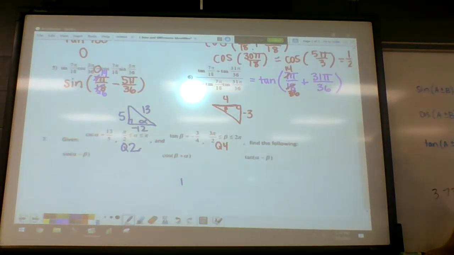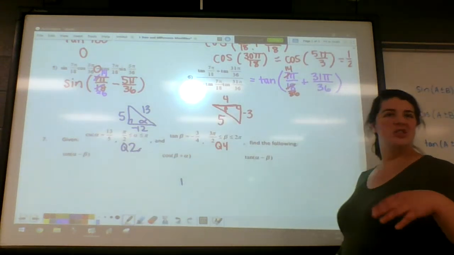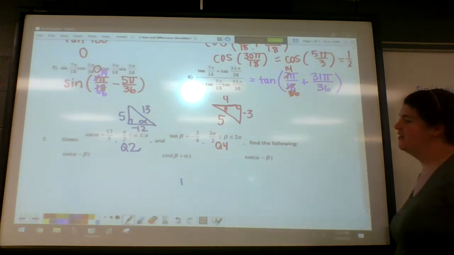What does that make the hypotenuse? 5, and that is positive. Your hypotenuse are always positive. Positive 5. 3, 4, 5, right? 3, 4, 5 triangles. That's like all the way back to day 1. 3, 4, 5, 5, 12, 13s.